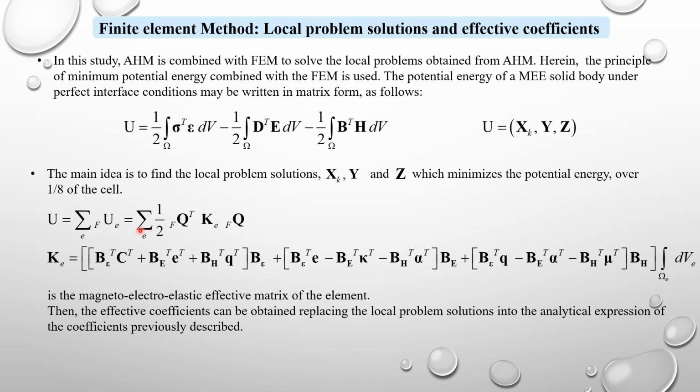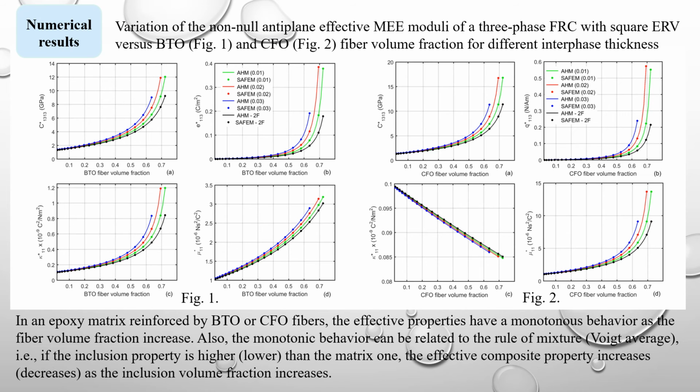If we use the connectivity of the element, then the magnetoelectroelastic total energy is computed as a function of a shape function of nodal values. Once solved the local problem, the effective coefficients can be found. From now, a numerical example is shown.